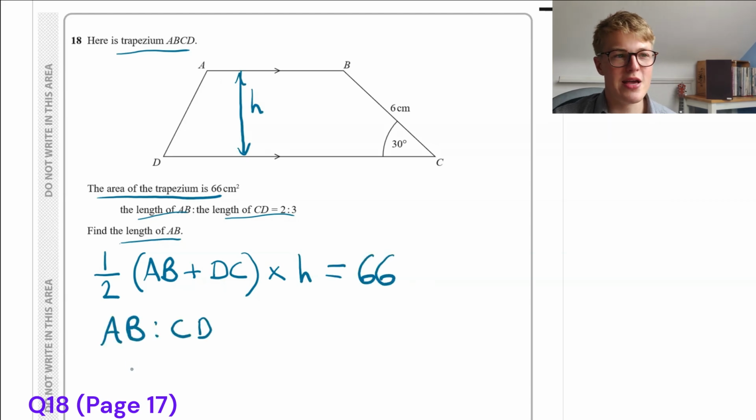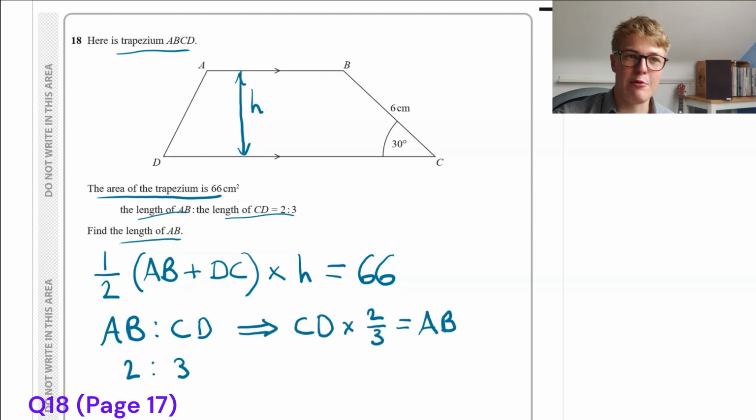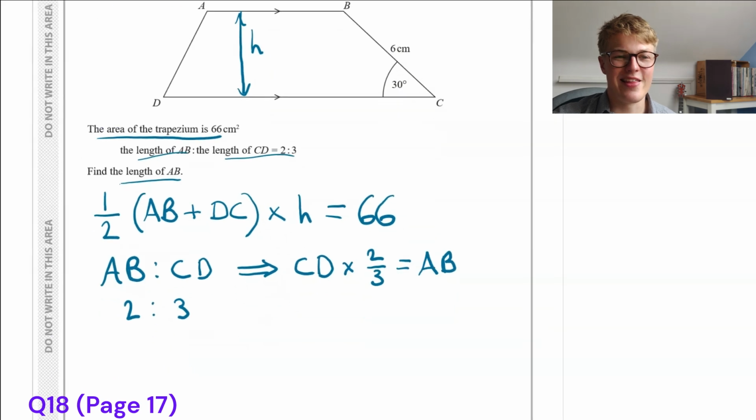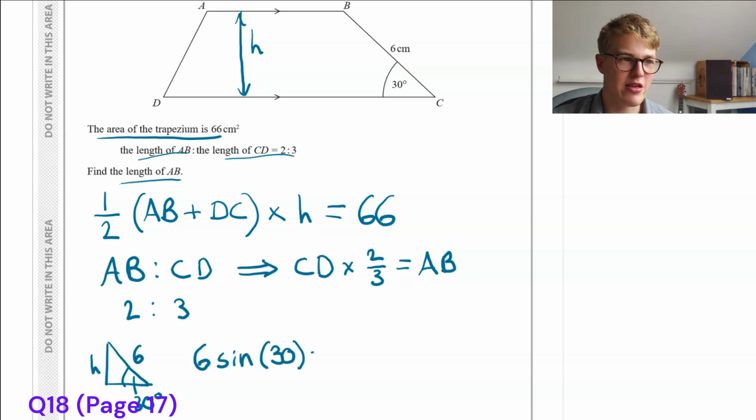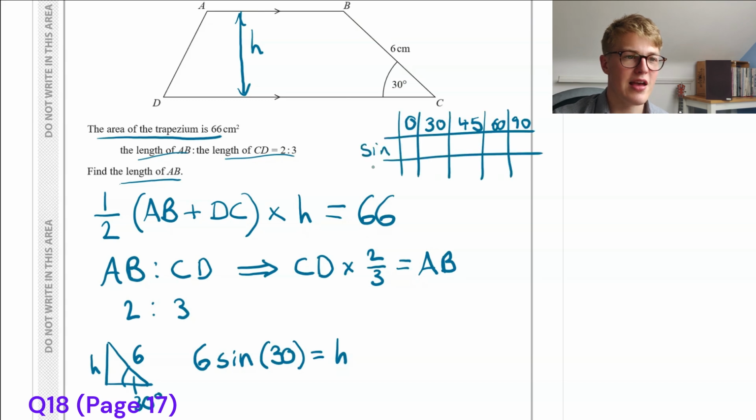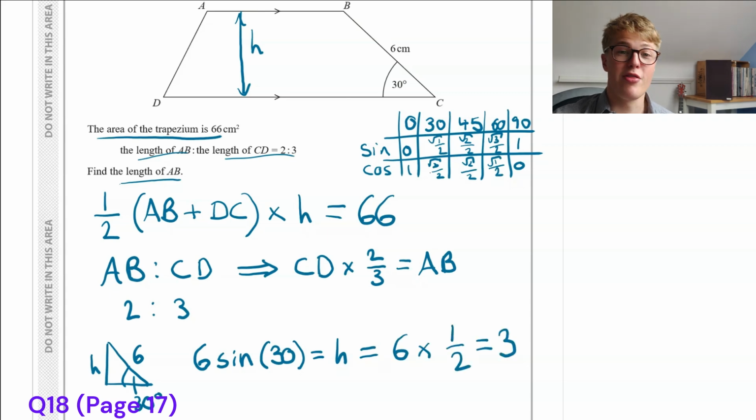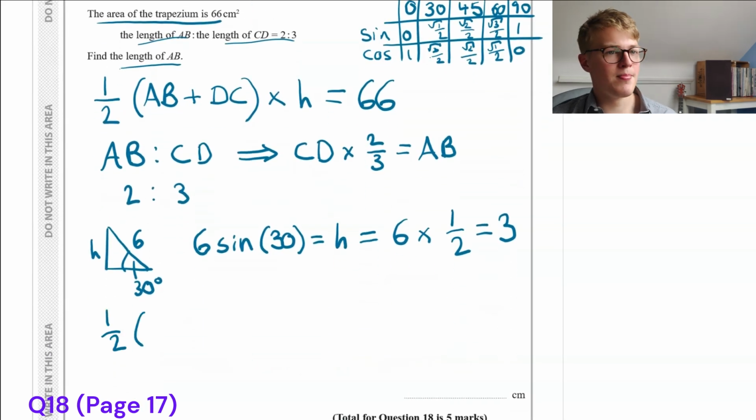We know the ratio of AB to CD is 2 to 3, so therefore CD times 2/3 is equal to AB, and therefore CD is equal to 3/2 of AB. If we look at the triangle on the right hand side, we can see we have the 30 degrees and the length BC, and that could give us H because we use sine to get there. So we have 6 sine 30, which is H, because remember sine uses the opposite and the hypotenuse. So remember sine 30 is a half, and I did that using my table here.